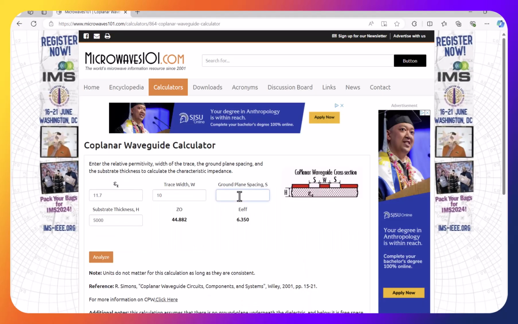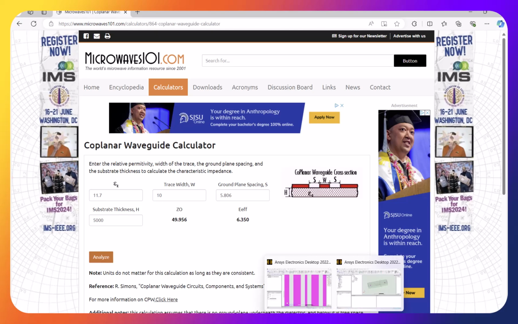So I'm going to put 6 and then analyze. It's giving me about the right number. I think it should be 6.008. That is what we use eventually. Okay, so now it's wrong, it doesn't match well. And if you keep trying, it should be 5.806. Okay, now it is very close to 50 ohm. So we lay out our Feedline with 10 micron width and 5.8 micron spacing, and that is what you see here.